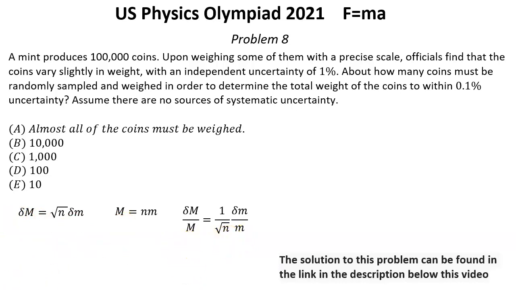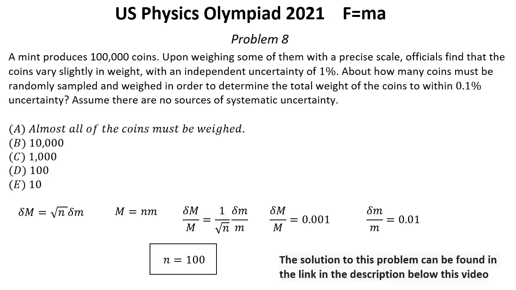In this formula we need the uncertainty for total mass equal to 0.1% or 0.001. The uncertainty for one coin is 0.01. So combining all these expressions, we can find that the number of coins equals 100. And this is answer D, and that was the solution for problem number 8.